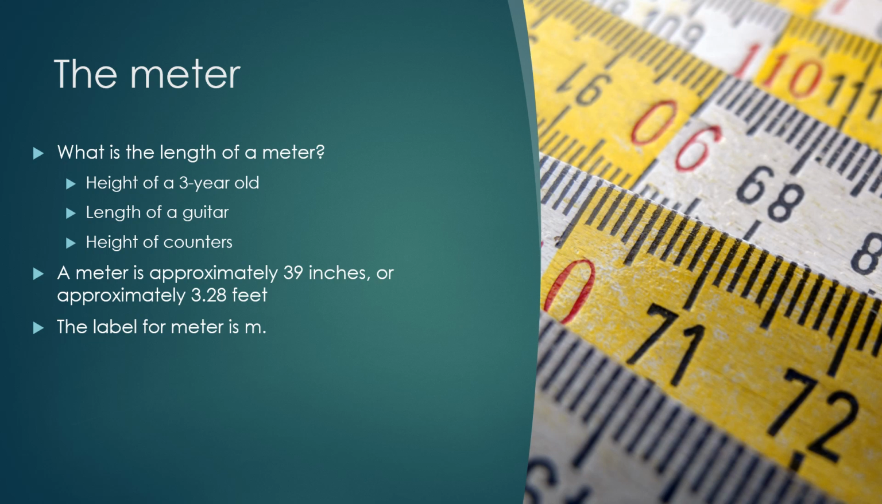So let's first talk about the meter. What is about the length of a meter? A meter can be about the height of a 3-year-old, depending on how tall they are, the length of a guitar, or the height of counters. In our imperial system, a meter is approximately 39 inches, or approximately 3.28 feet. The label for the meter is just the letter m.